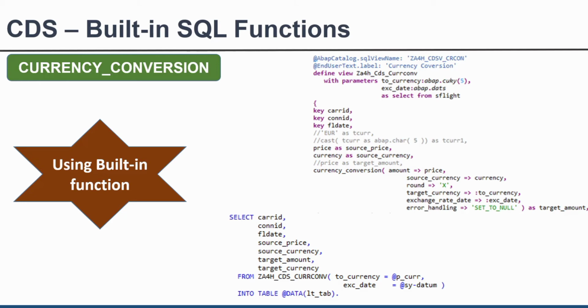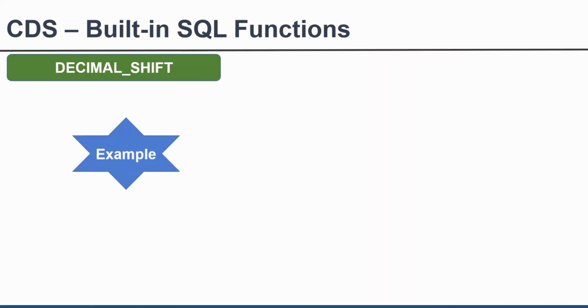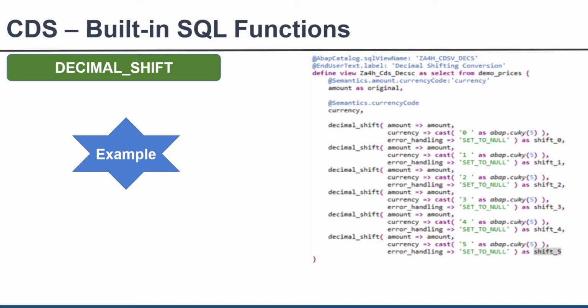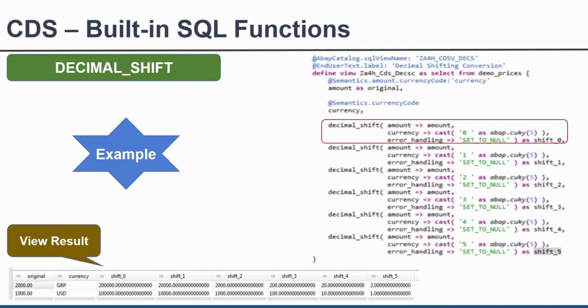The documentation of these functions is again available in the Eclipse environment or HANA Studio. We can put the cursor on these functions and then press F1. The documentation is available there. The output. Decimal shift shifts the decimal place. The result of the example.